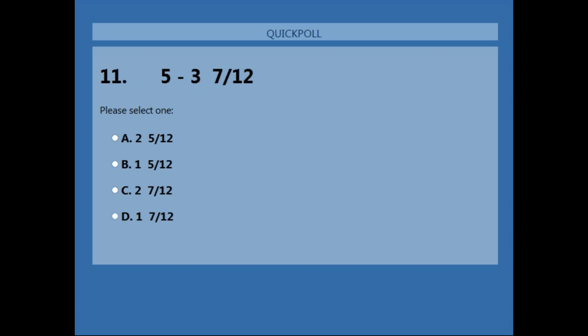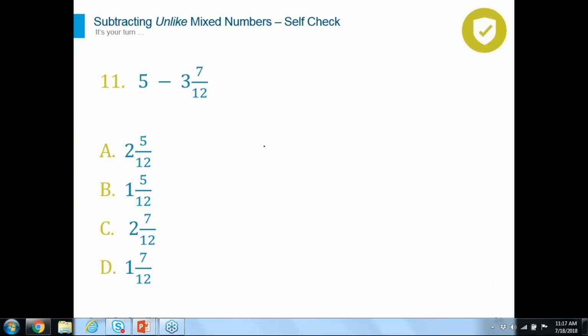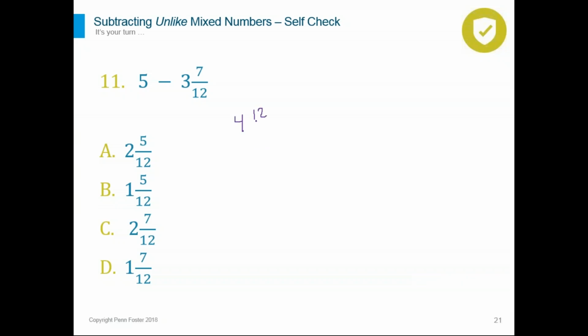Okay, let's do the question together. Simplify 5 can be displayed as 4 and 12 over 12 minus 3 and 7 over 12. 12 minus 7, doable. Then it's a simple subtraction problem. 4 minus 3 is a 1. 12 minus 7 will give you a 5, and then over 12, and this is your answer. It's already in simplest form. B is the final answer. That's it.